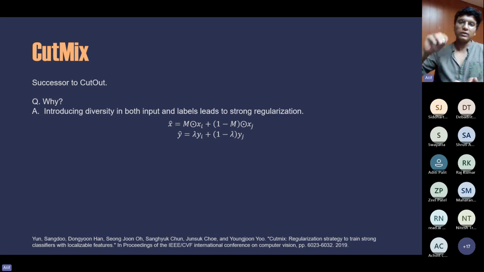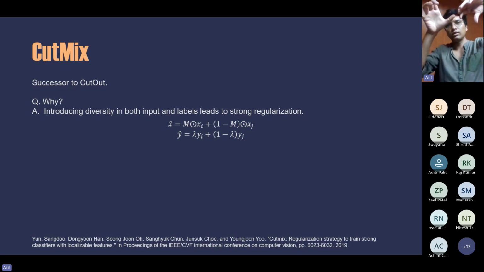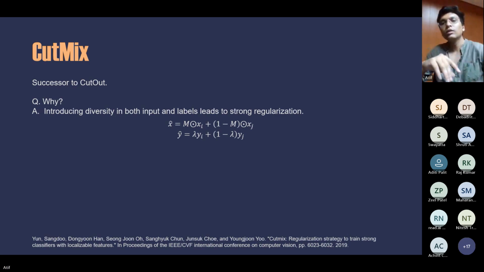In that mask, it's either ones or zeros. Where there are ones, you will be taking from xi, and with one minus the mask, whatever was one is now zero and the remaining portion is one. So you take this part from one image and this part from another image. That is how you get x cap. And y cap uses lambda, which is the percentage of pixels that are 1 and 0. You calculate the percentage: the total number of ones divided by the total number of pixels gives you lambda.